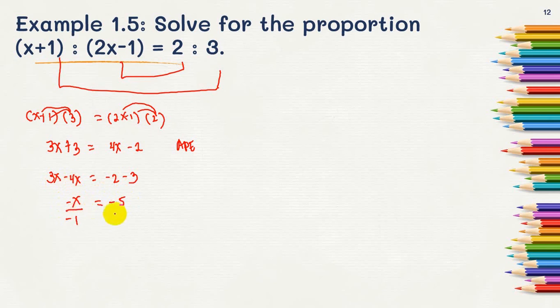Divide both sides by negative 1 because you cannot actually make negative 5 as the final answer because there is still negative 1 beside x as the coefficient. So x will be equal to positive 5. This will be the value of x.